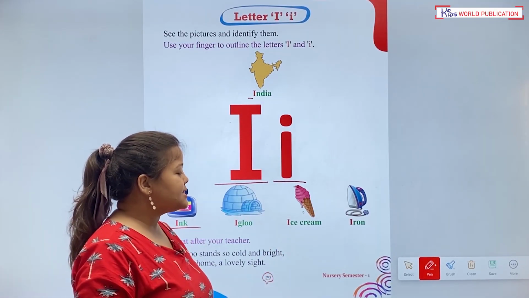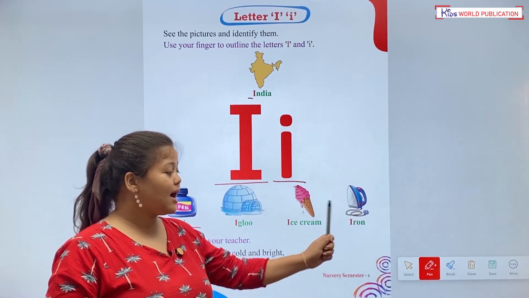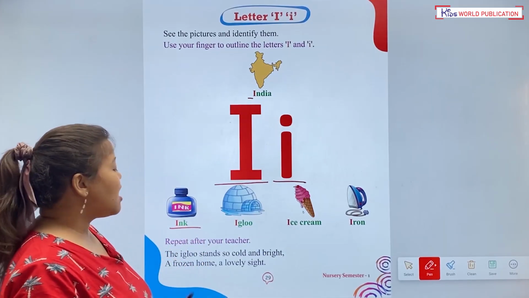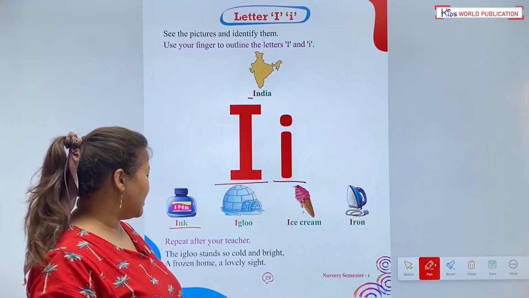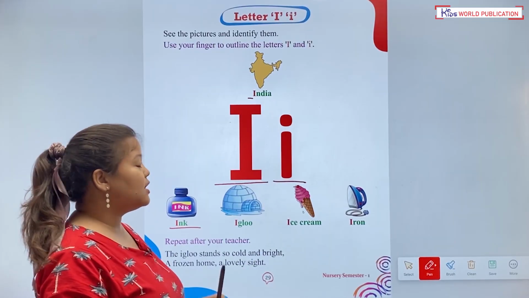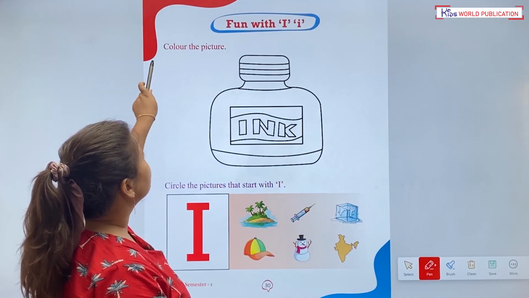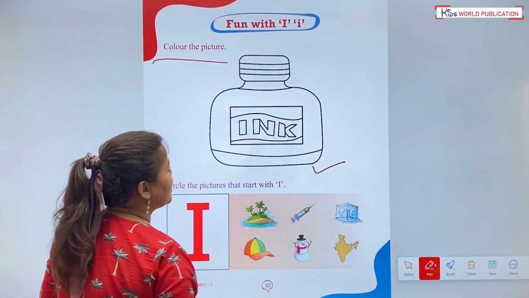Ice cream, I-C-E-C-R-E-A-M, ice cream. Iron, I-R-O-N, iron. Repeat after your teacher. The igloo stands so cold and bright, a frozen home a lovely sight. Fun with I, E. Color the picture. So kids, you will color this picture in beautiful color.